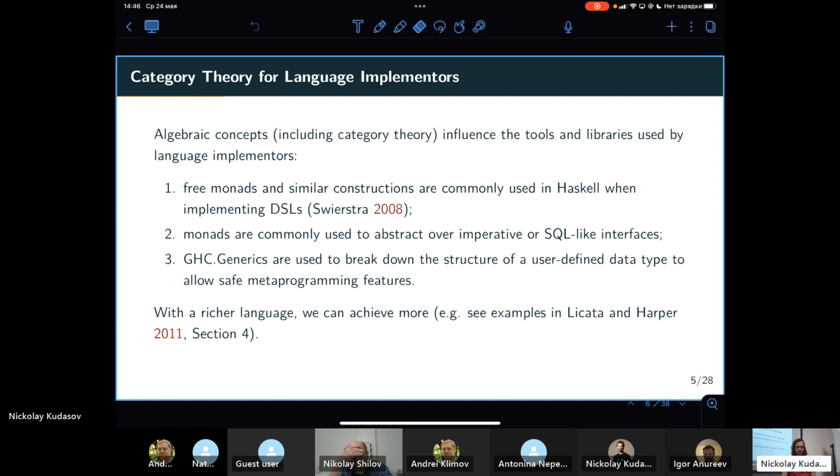One interesting thing that I would like to also mention is GHC generics, which is basically an algebraic representation of a user-defined data type that allows you to do type-safe metaprogramming and derive different processing over user-defined types in a generic way. And this is particularly. Yes. What does the acronym GHC stand for?